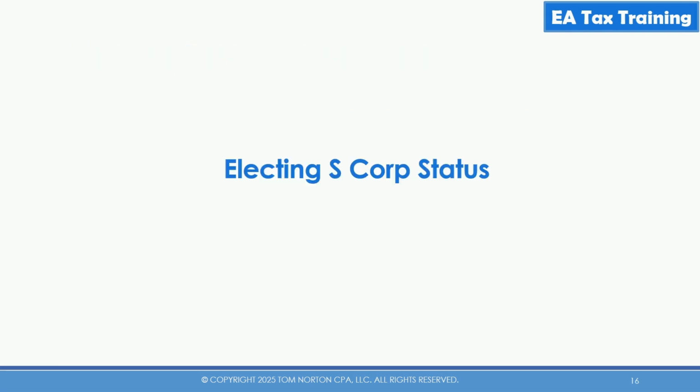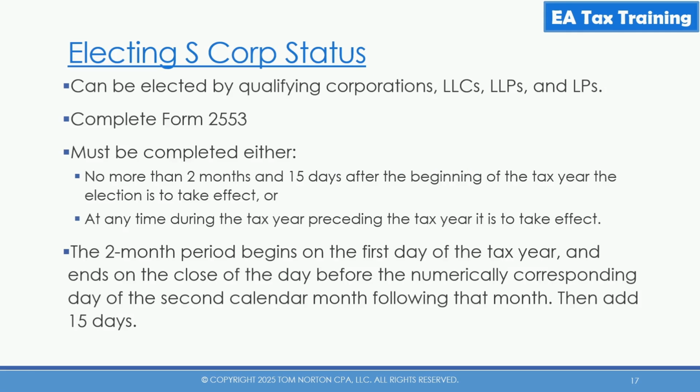So how do we go about actually electing S Corp status? First of all, S Corp status, as you'll recall, can be elected by qualifying corporations, limited liability companies, limited liability partnerships, and limited partnerships. In order to do so, they complete Form 2553, and it must be completed either no more than 2 months and 15 days after the beginning of the tax year that they want the election to take effect, or at any time during the tax year preceding the tax year they want it to take effect.